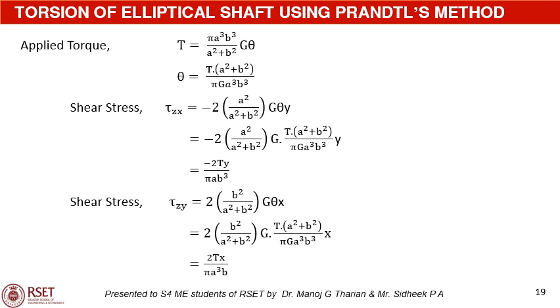And the shear stress component tau zy = 2 (b²/(a² + b²)) Gθ x. Substituting for theta, we get 2 (b²/(a² + b²)) G T (a² + b²)/(π G a³b³) x, which is equal to 2Tx/(π a³ b).